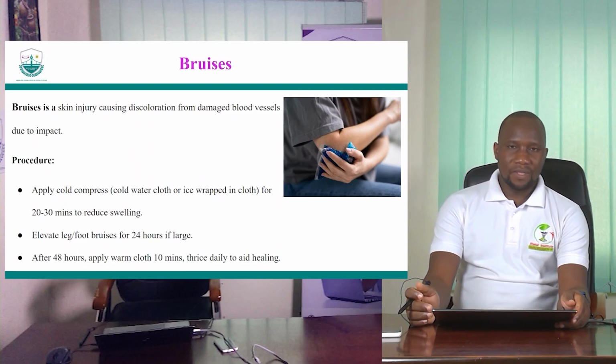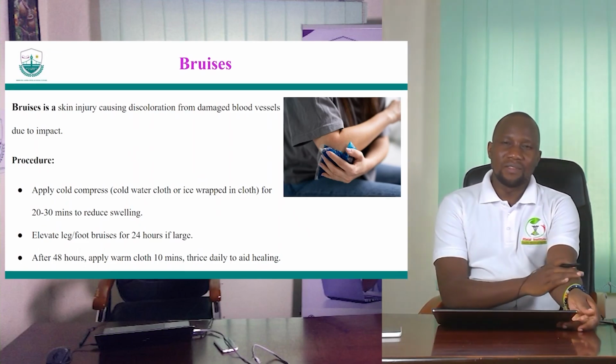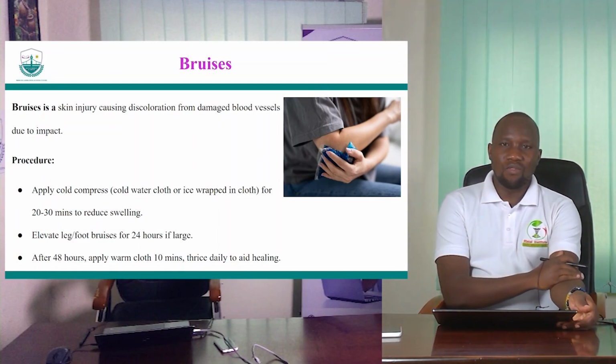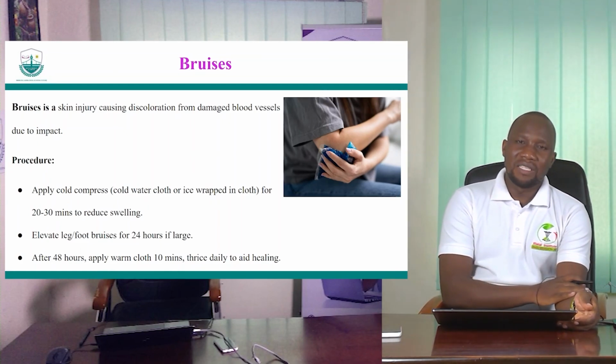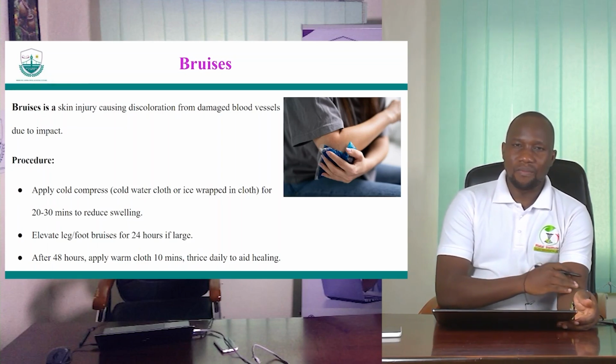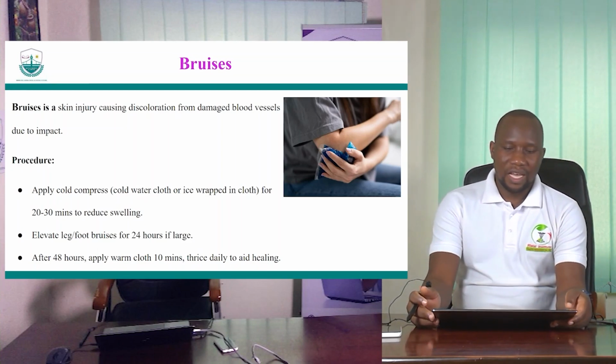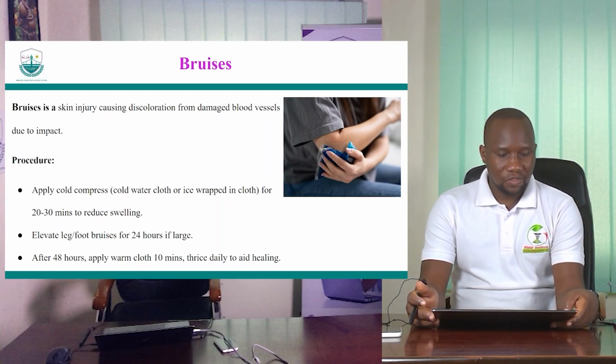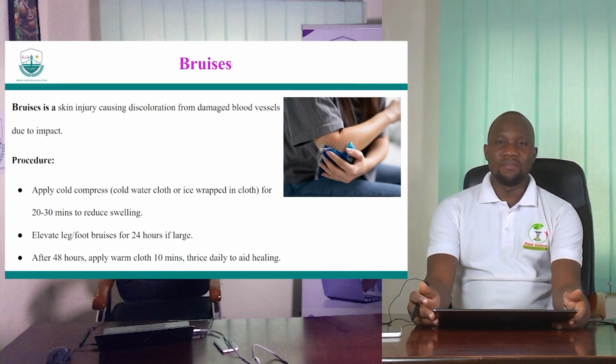Bruises, these are skin injuries that can happen on any part of the body. Okay, so the impact is not usually much, but you have some superficial blood vessels that can get damaged. Okay, so cold compresses can help in relieving the pain and the swelling. Okay, and if it happens to the leg, you can elevate the leg or even the arm.